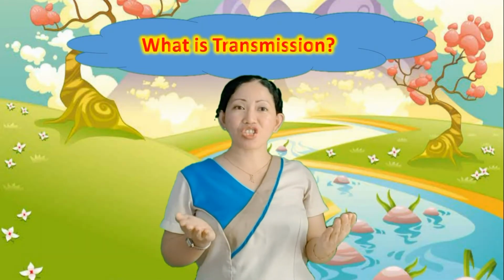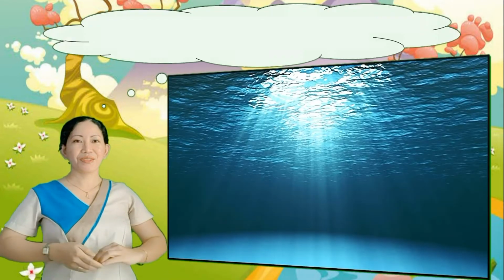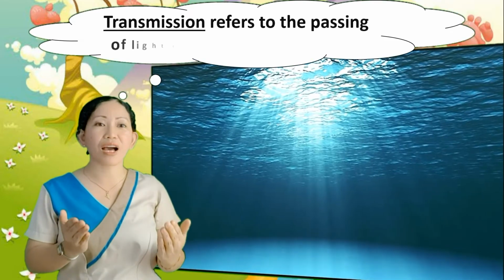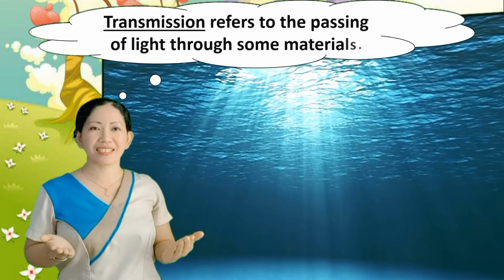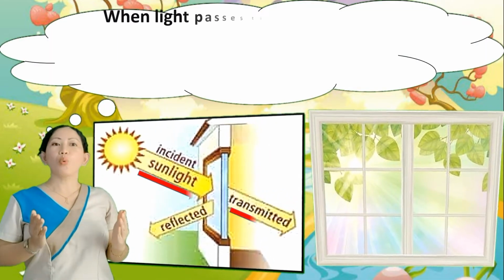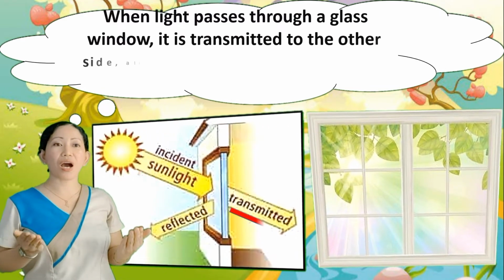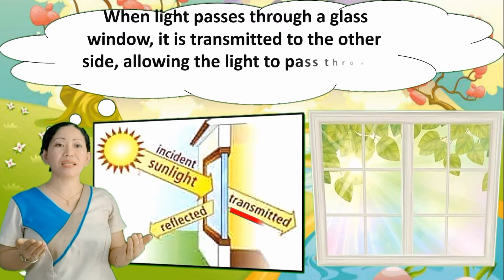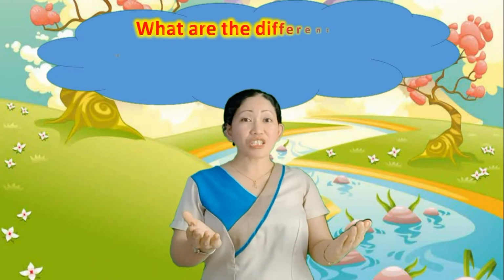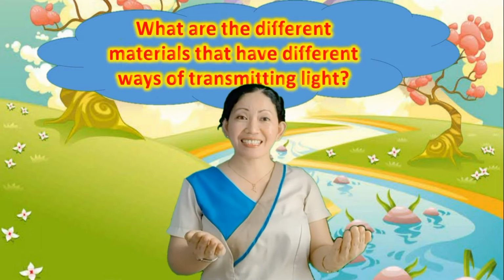What is transmission? Alright, transmission refers to the passing of light through some materials. For example, when light passes through a glass window, it is transmitted to the other side, allowing the light to pass through the window. What are the different materials that have different ways of transmitting light?